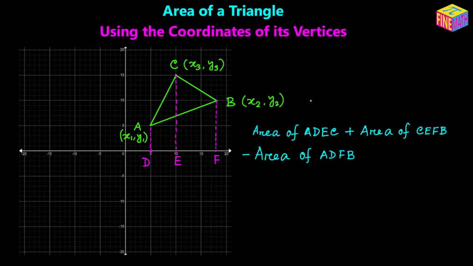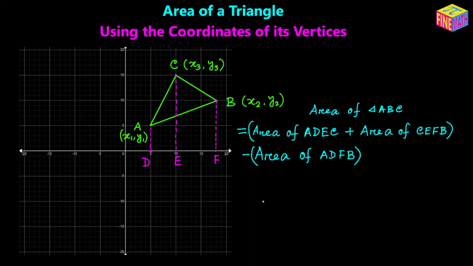So we can say that the area of triangle ABC is equal to this quantity: the sum of the areas of the two trapeziums, minus the area of the one trapezium. Now why are we using the area of a trapezium? Because it's easy to calculate since we are working on a rectangular coordinate system, right?